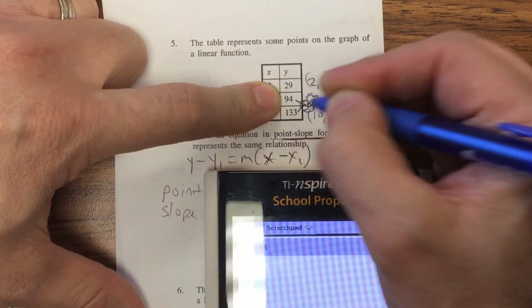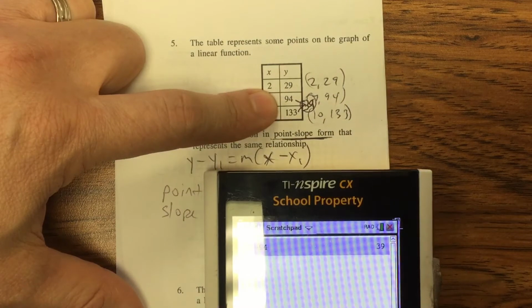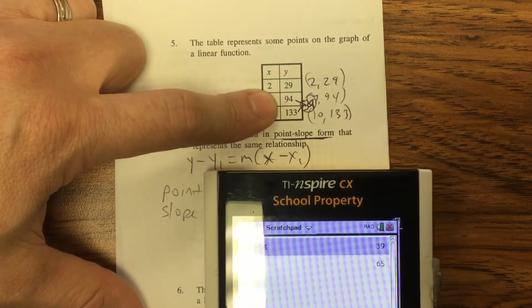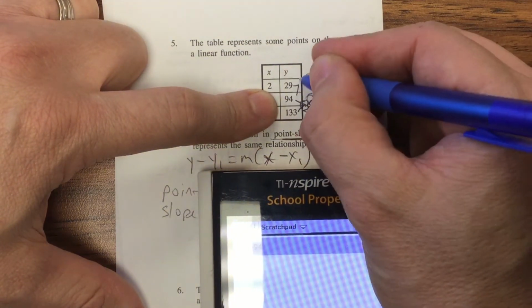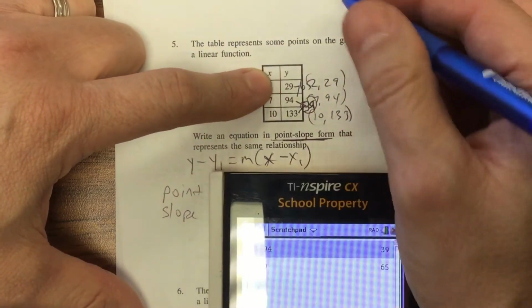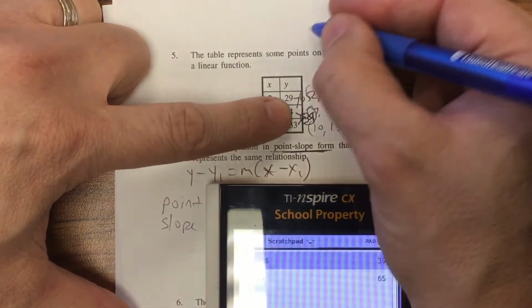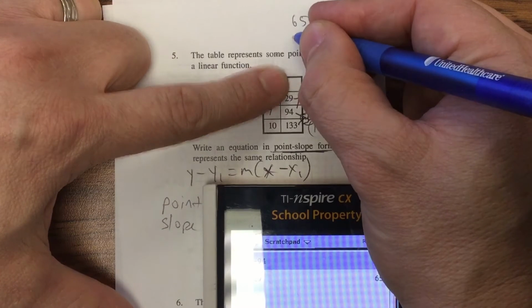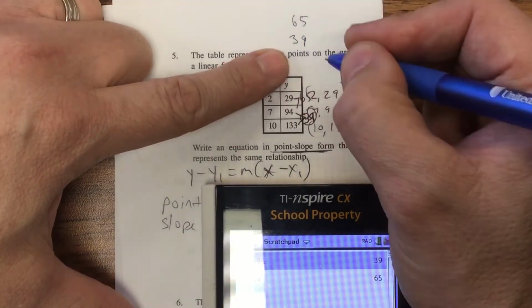Okay, 39. Then we did 94 minus 29. Ooh, y changed by 65. That's a little strange, right? So since I have some work already there, I'm going to move it up here. So my first y change was the 39. The one above it was 65.